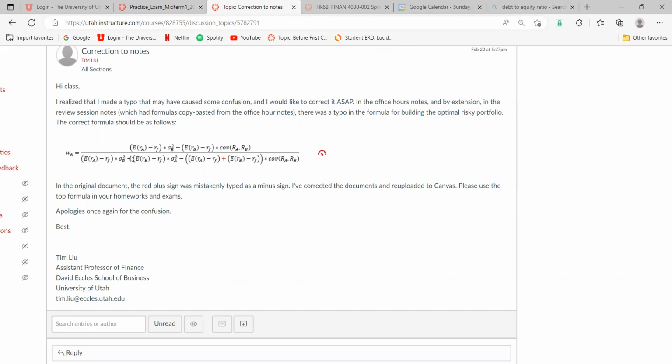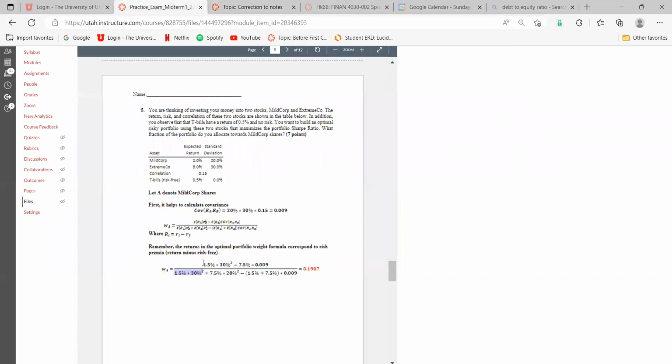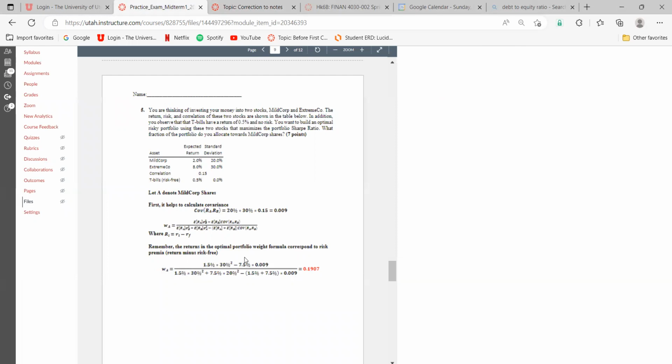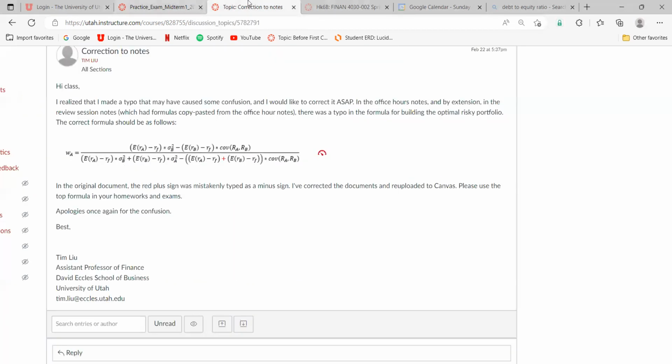ERB minus RF, expected return of B minus risk-free rate. 8% minus 0.5% gives us 7.5%. And then we're going to need the standard deviation of A, 20% squared, goes down there. And then we've got parenthesis stuff, which is just the stuff we already did. Expected return of A minus risk-free, expected return of B minus risk-free.